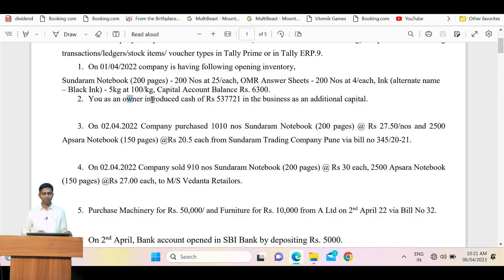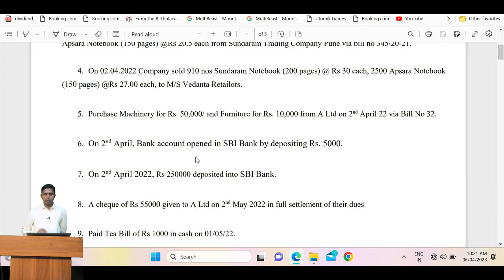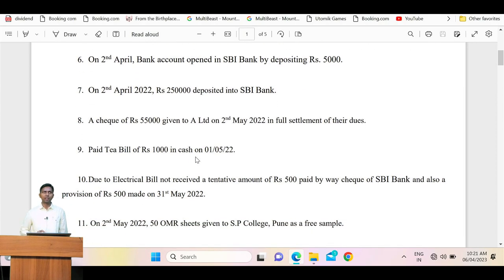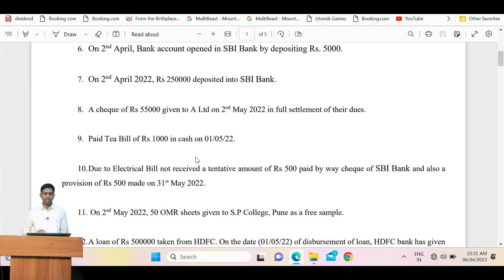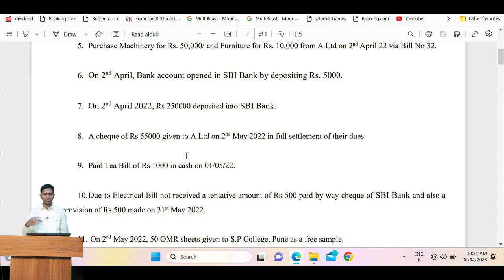Before that, to set up the business, you also introduce some cash in the business, correct? Then, my dear students, you have purchased furniture as well, correct? This is the asset purchase entry. You know what to debit and what to credit, correct? I will explain while passing the entry. Then you have opened an account also. Then a cheque is given to A Limited. You have purchased machinery and furniture, and you have given the cheque for the machinery and furniture to A Limited.